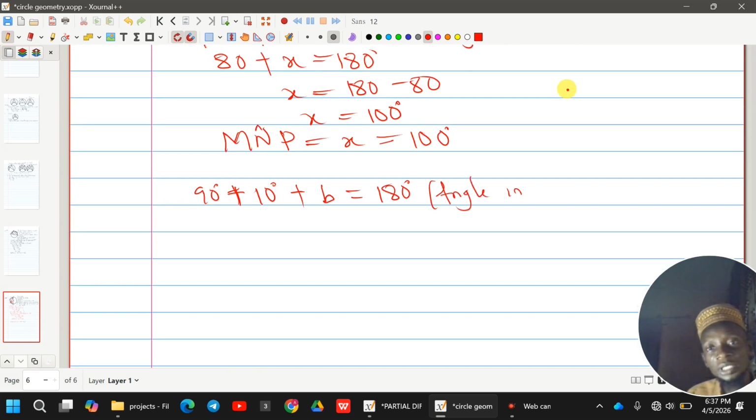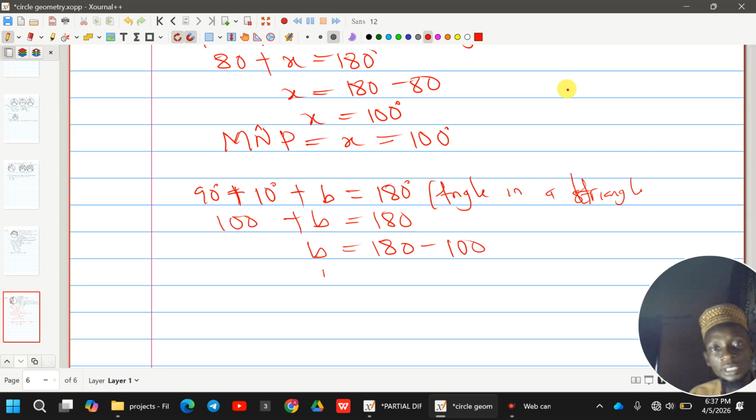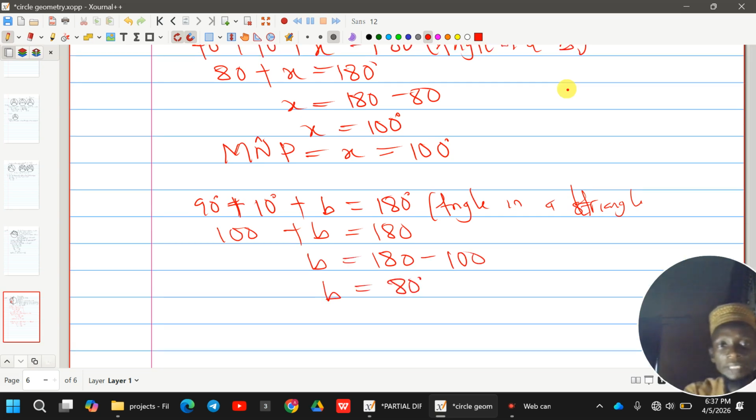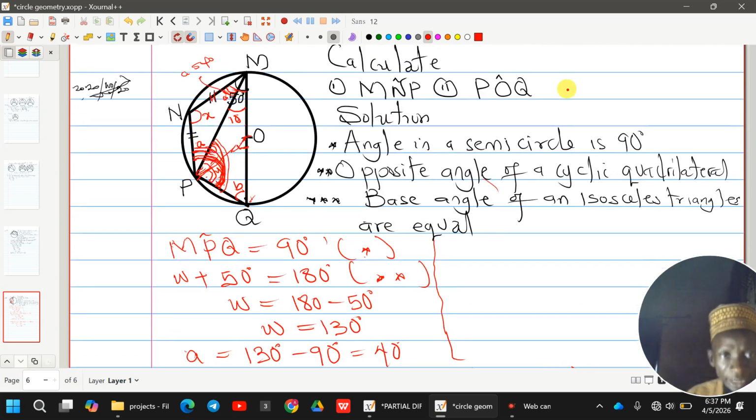Angle in a triangle, okay? Now we have 100 plus B equal to 180. My B is equal to 180 minus 100. B is equal to 80 degrees. Okay. Now the next question is we are going B to be 80 degrees. Now let us find this one.